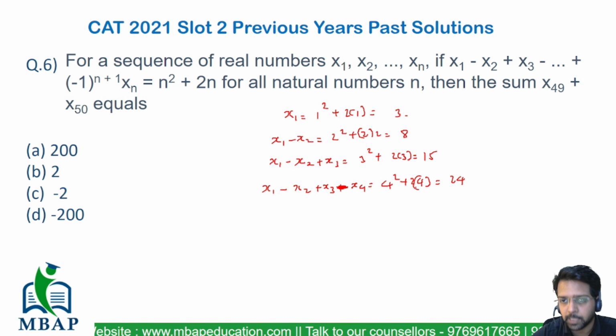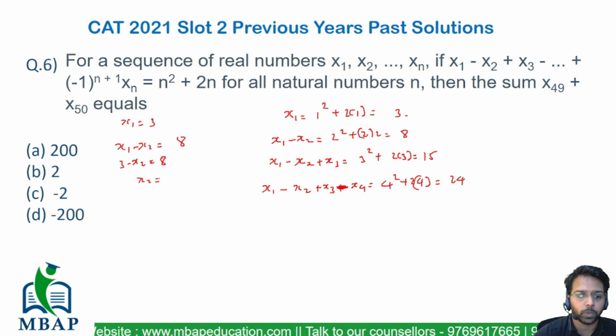Clear? 16 plus 8 will be equivalent to 24. And let's see if we can derive some pattern out of this. Now I want firstly to find the value of x1, x2, x3 and x4, all the values. Now x1 I already know. The value of x1 is 3 and x1 minus x2 has been given to you as 8. So 3 minus x2 will be equal to 8. So the value of x2 will be equal to minus 5. I repeat, the value of x2 will be equal to minus 5. x1 I got as 3.